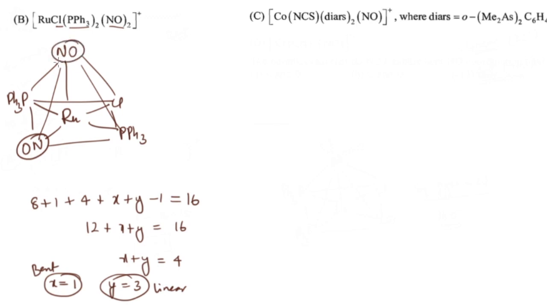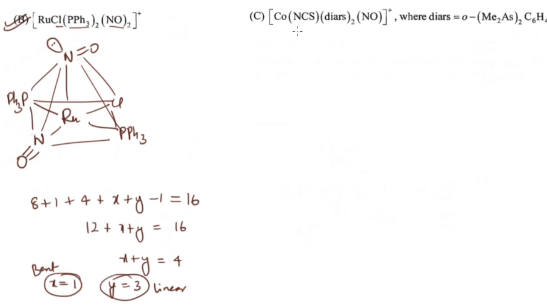If you want to draw that properly, let me show you how it will look. This nitrogen I'm making the bent one, and this nitrogen I'm making the linear one. In the linear mode you have a triple bond between nitrogen and oxygen, and in the bent mode you have a double bond between nitrogen and oxygen. So this is how it is. Option number B has one NO in the bent mode and one in the linear mode. That's what we were finding out.